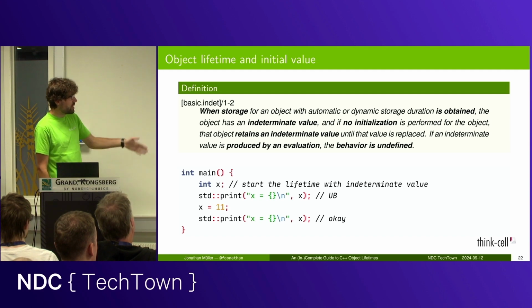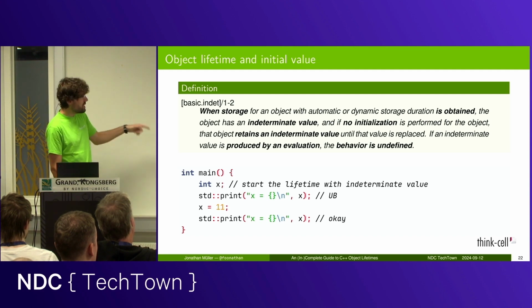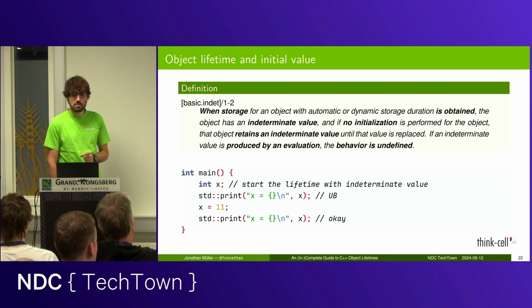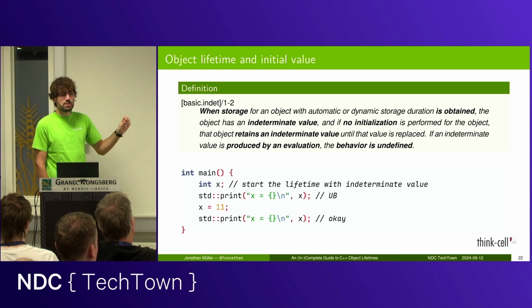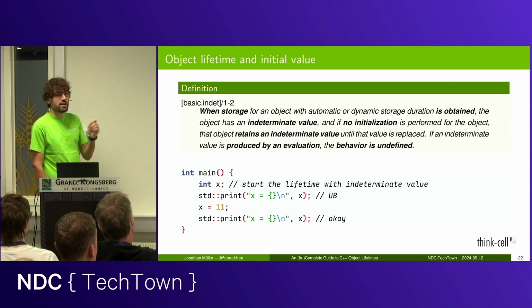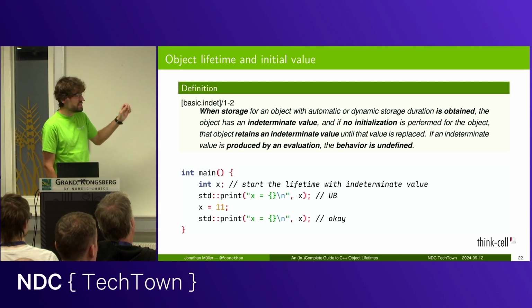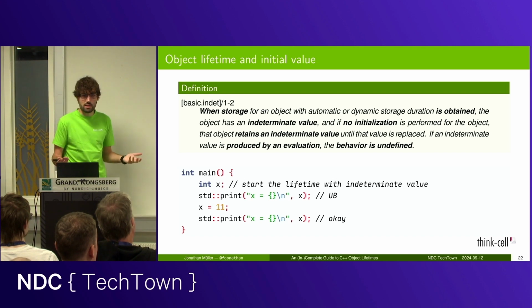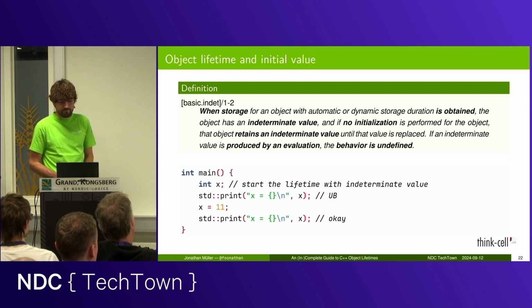However, we can read it after the assignment. And the assignment in the third line is only okay because we already started the lifetime of an object. Right? The first line starts the lifetime of an object, which means that we can assign it. However, we cannot read it yet because we don't have a value. But if the first line didn't start the lifetime of the object, then even the assignment would be undefined behavior because we don't have an object to assign to. Right? So this is the idea.